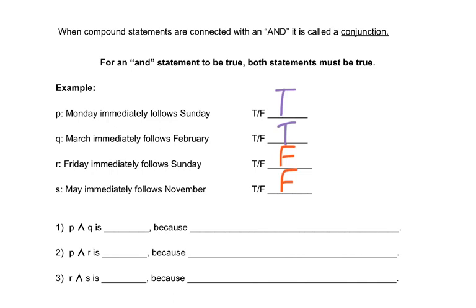So now let's look at these conjunction statements. It says P and Q. P and Q is going to be true because we know that P is true and we know that Q is true. So P and Q is true because both statements are true.